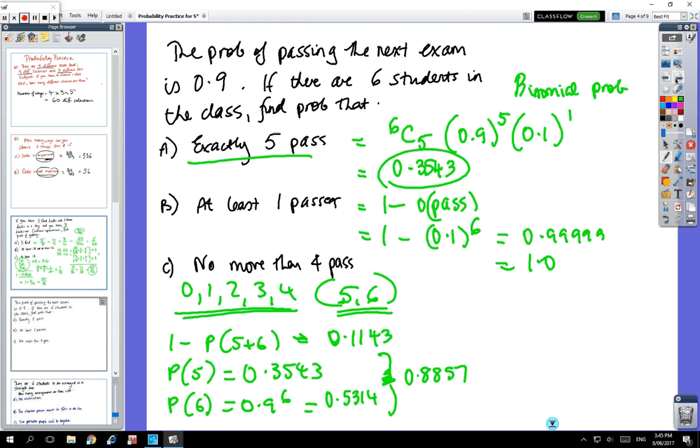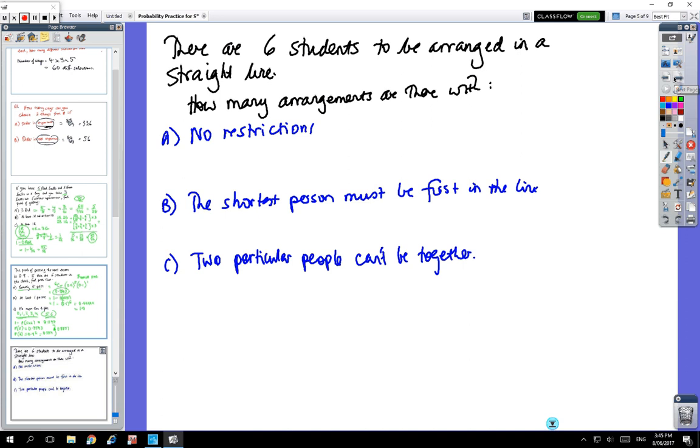Okay, moving on. Okay, there are 6 students to be arranged in a straight line. How many arrangements are there with no restrictions? The shortest person's first, and two particular people can't be together. So this is hopefully straightforward. When you're ready, come back live. Okay, so no restrictions. We've got 6 people, so it's just 6 factorial. I think that's 720, but we don't need to worry about it.